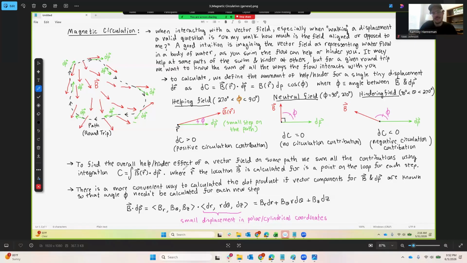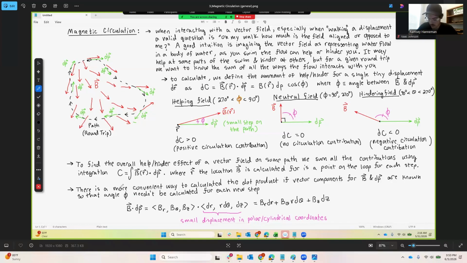So of course, to find the overall help or hinder effect of the vector field, we just sum all of the contributions. Take a small step, figure out how much B is in line with you with the dot product, take another small step, see how much B field is aligned with you, and sum it to the last one. Then just proceed stepping until you finish the full loop and add up all the positive, negative, and neutral contributions to that overall circulation.